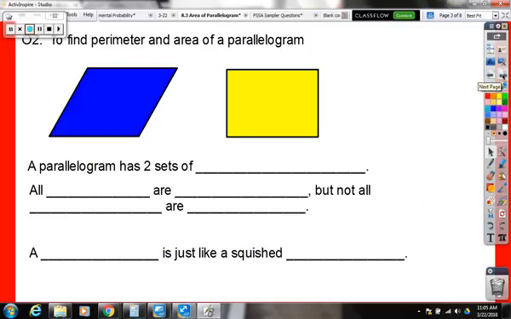Okay, now we're going to move into finding perimeter and area of a parallelogram. Okay, first of all, what is a parallelogram? Anyone tell me? How do you define it? You can kind of get it from here. A parallelogram has 2 sets of what?